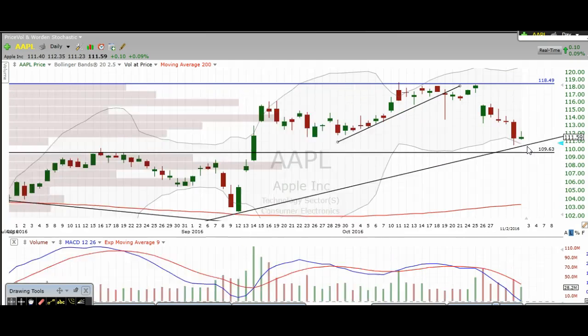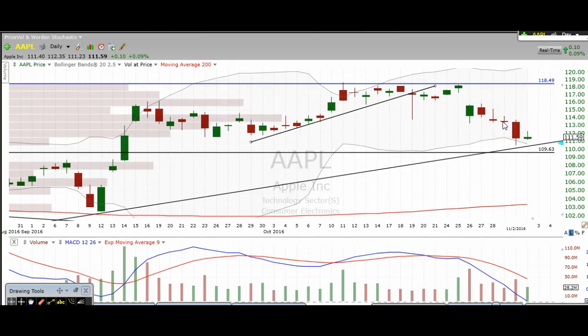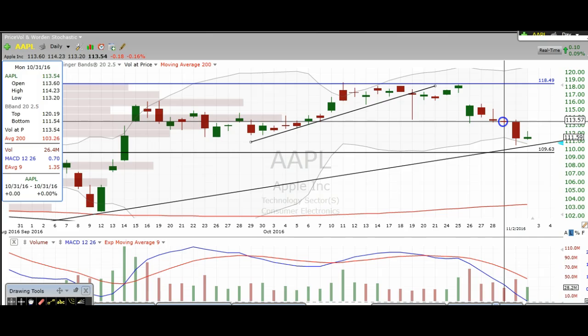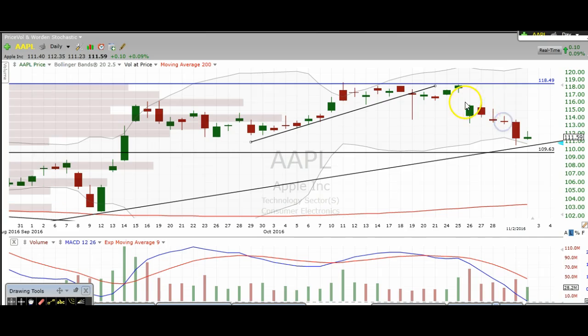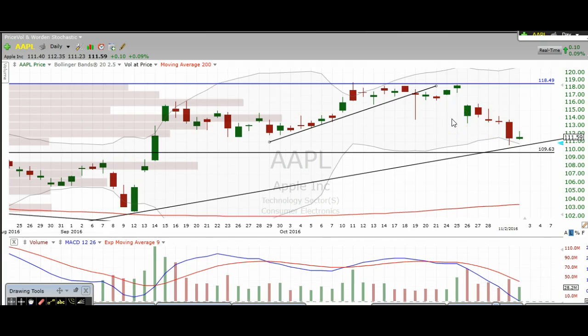So in the near term, for those shorter term traders, we have resistance here at about 113.50. You can see it was the low of this candle, low of this candle, low of this candle, and the open of this candle. So that's clearly a level right here. So on the short term basis, that's going to be resistance, and these are the levels that you need to pay attention to for Apple.